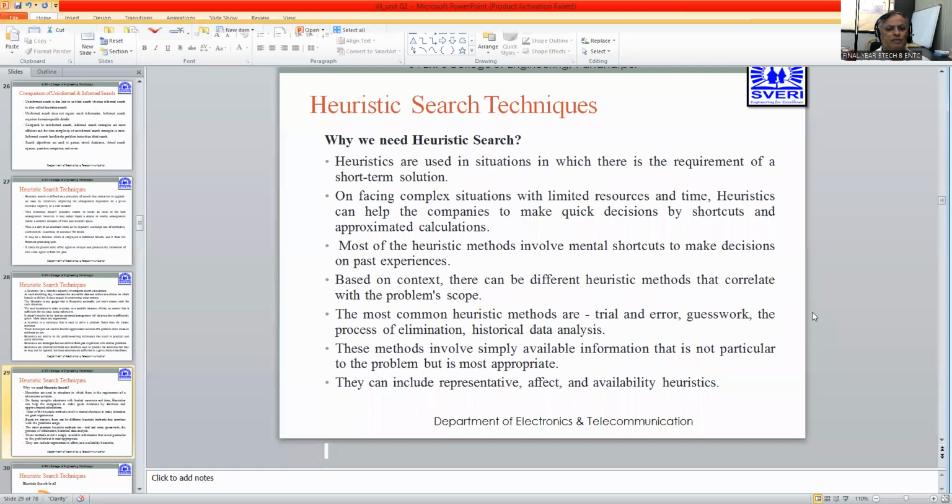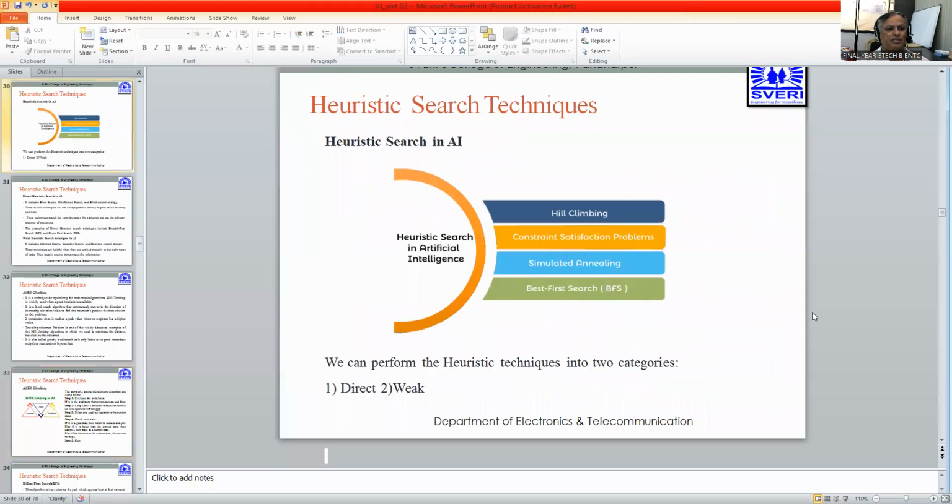Then most of the heuristic methods involve mental shortcuts to make decisions based on past experiences. Based on the context, we know that there are different heuristic methods that can correlate to the problem scope. The most common heuristic methods are trial and error, guesswork, the process of elimination, and historical data analysis. Then we have also seen the types of heuristic search, that is representative heuristic, effect heuristic, and availability heuristic. Then we have seen there are different methods that can be used under heuristic search techniques. They are hill climbing, constraint satisfaction problems, simulated annealing, and best first search.